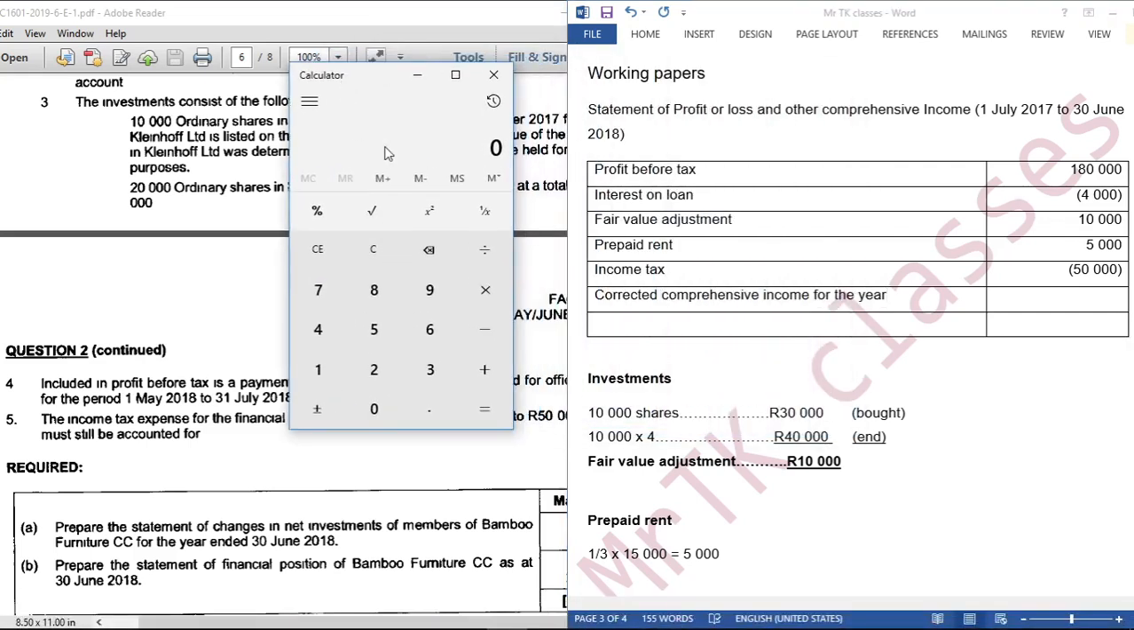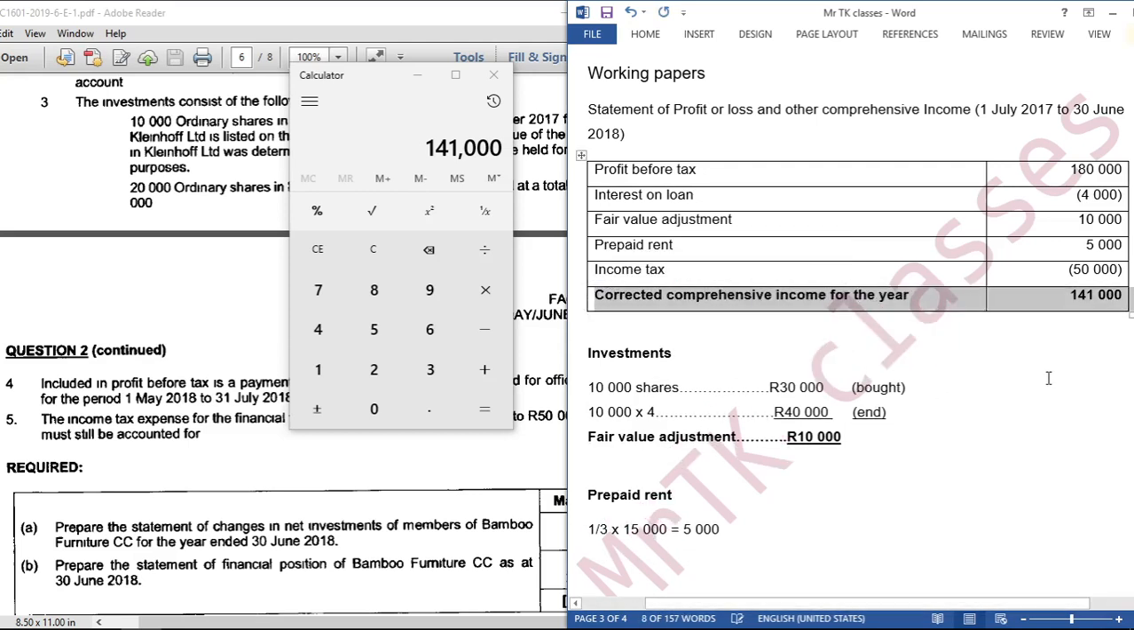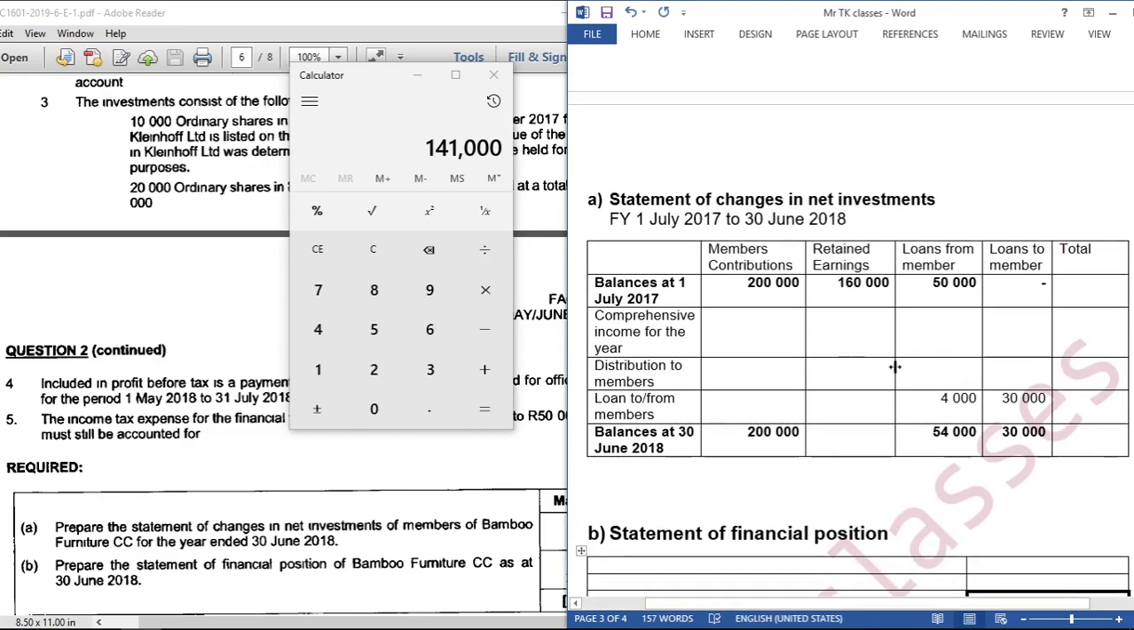So we are going to say 180,000 subtract 4,000 plus 10,000 plus 5,000 subtract 50,000. We are going to get 141,000. So this is our corrected comprehensive income for the year. All right, 141,000. So we need to take our 141,000 and put it here. All right, distributions to members.